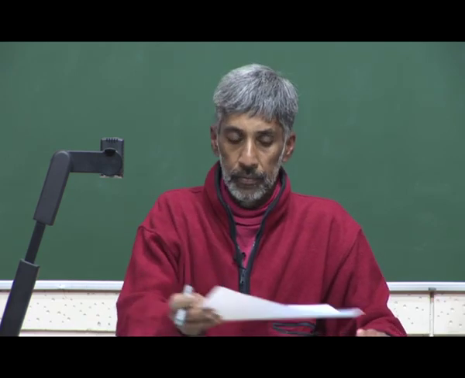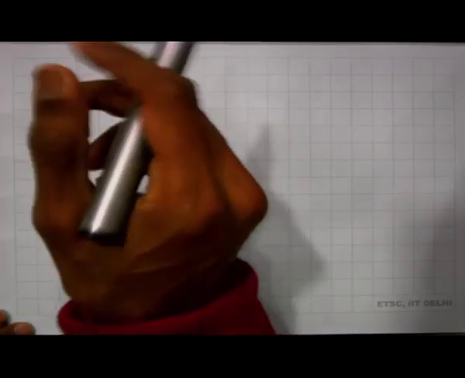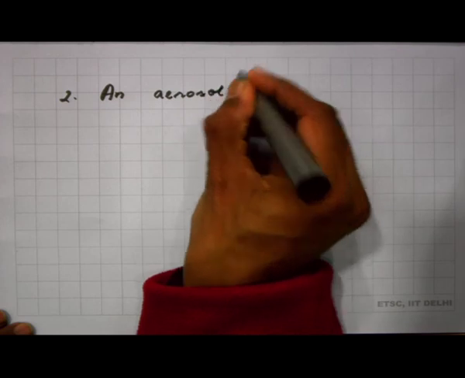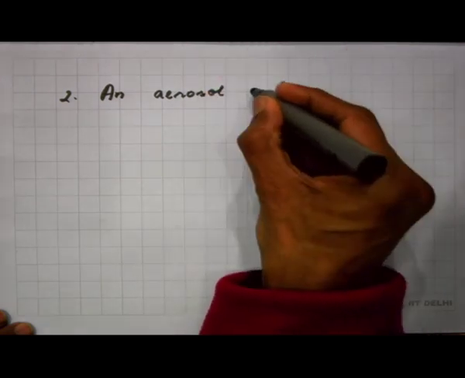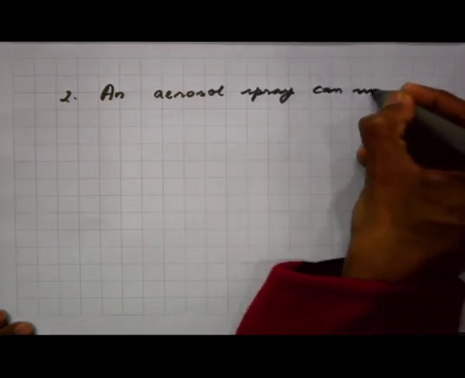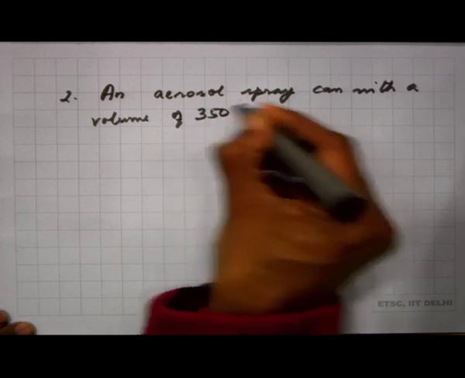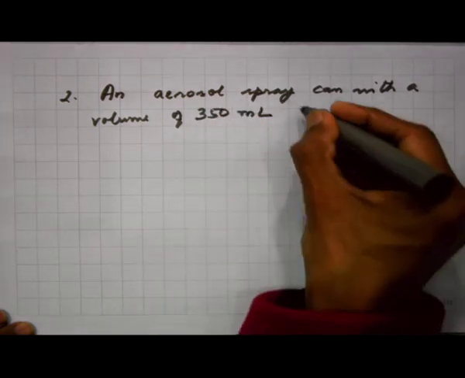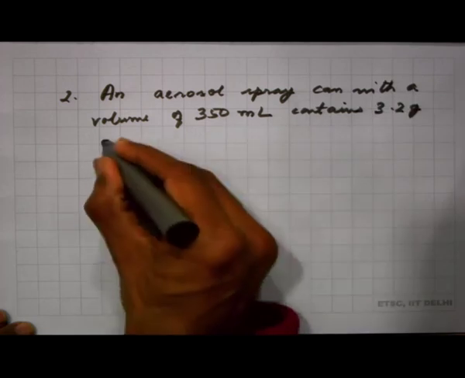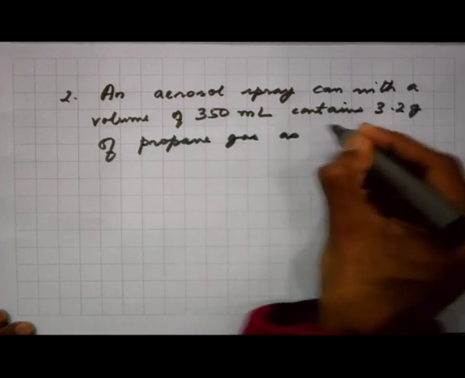Here is another example. I am sure many of you have come across aerosol sprays. One of the things that people use them for is deodorant sprays, right? It is called an aerosol spray. So, an aerosol spray can, with a volume of 350 milliliters, contains 3.2 grams of propane gas as propellant.